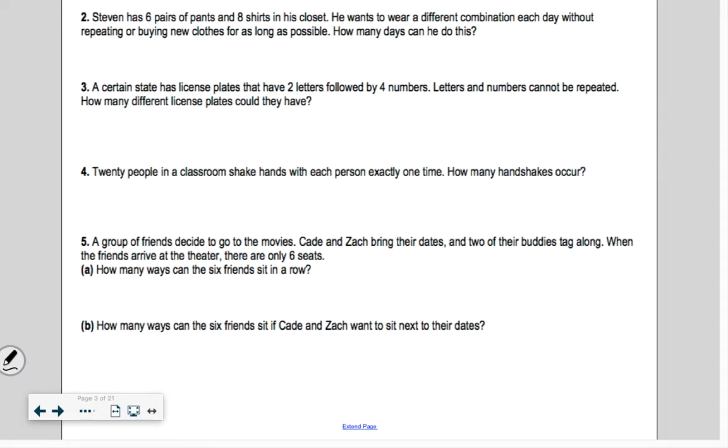All right, Stephen has 6 pairs of pants and 8 shirts in his closet. He wants to wear a different combination each day without repeating or buying new clothes for as long as possible. So how many ways can you do this?